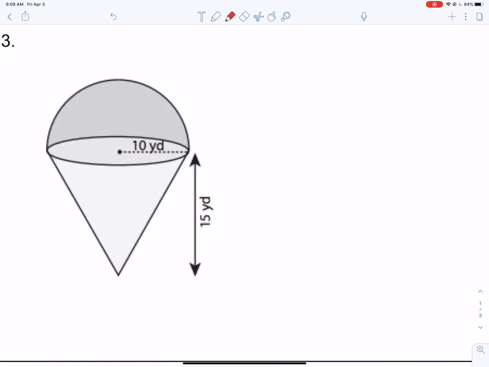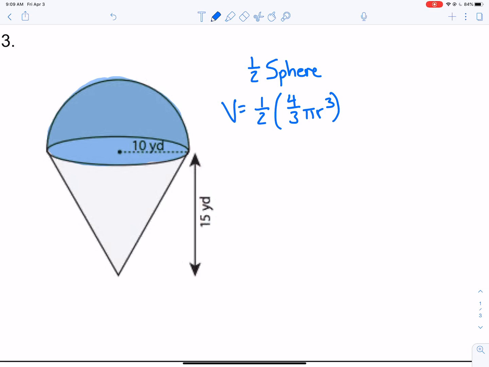So first you want to determine what the shapes in the figure are. This top part, where it looks kind of like your ice cream or your snow cone would be, is half of a sphere, or hemisphere. And so half the volume of a sphere would be 1/2 times 4/3 pi r cubed. And here we'll just write volume of half of a sphere.